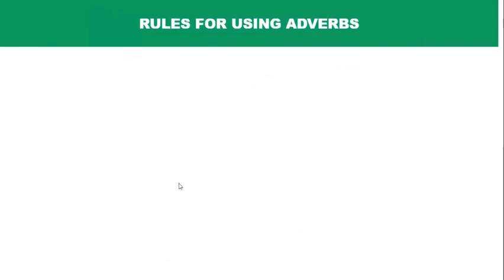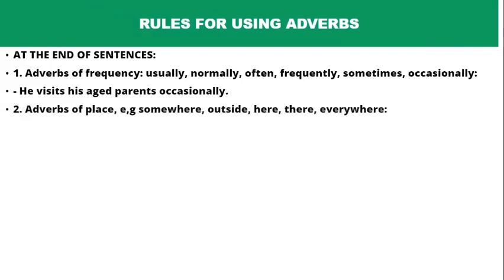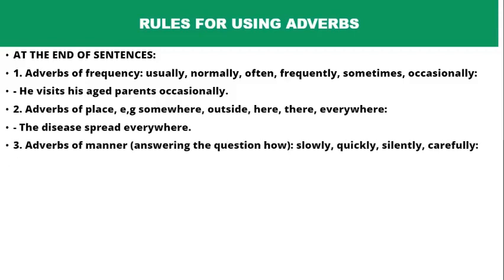Now let's look at rules for using adverbs at the end of sentences. One, adverbs of frequency: usually, normally, often, frequently, sometimes, occasionally. He visits his aged parents occasionally. These are the types of adverbs that we can use at the end. Then adverbs of place, as we earlier saw: somewhere, outside, here, there, everywhere. The disease spread everywhere. We already saw this.